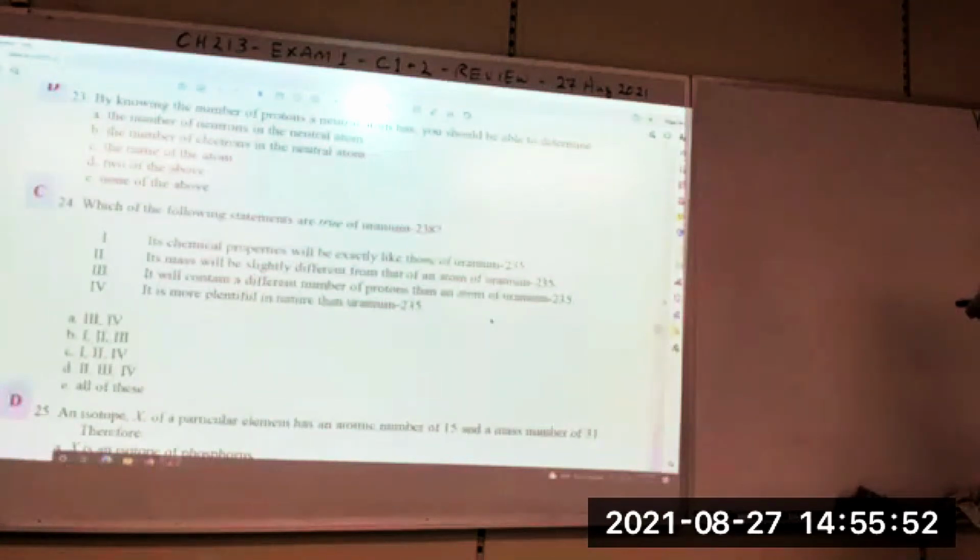Which of the following statements are true of uranium-238? Its chemical properties will be exactly like those of uranium-235. For the most part, yeah. I'd say that's true. One is true. How about this one? Its mass will be slightly different from that of an atom of 235. Yeah, that's true. It will contain a different number of protons. Nope, that's false. They have to have the same number of protons. More plentiful in nature than uranium-235. Well, yeah. So 1, 2, and 4 are true.